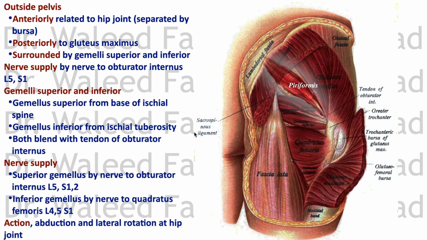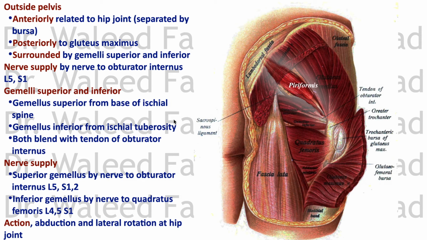Outside the pelvis, anteriorly related to the hip joint, separated from it by a bursa. This is the tendon of obturator internus. It fuses with the tendon of the superior and inferior gemelli, and the nerve supply of the muscle is by the nerve to obturator internus from L5, S1.